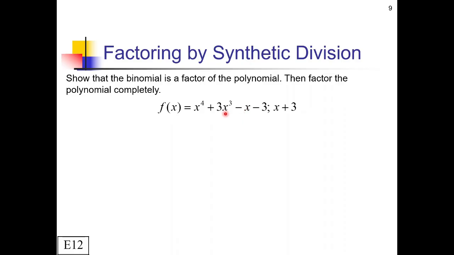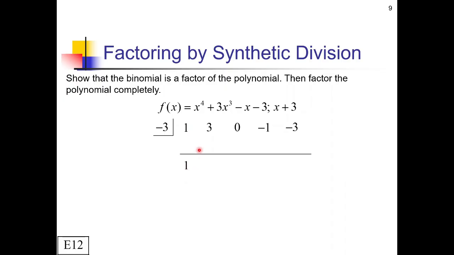But since you also have to show that x plus 3 is a factor, we might as well do the synthetic division route. So let's set up our synthetic division. We have a 1 for the x to the 4th, 3 for the 3x cubed, and notice we're missing an x squared here, so we need a 0 for that placeholder, followed by a negative 1 for the negative x, and negative 3. Since x plus 3 is our factor, we use negative 3 for the k value over here. Let me do my synthetic division line and bring down my first coefficient of 1.